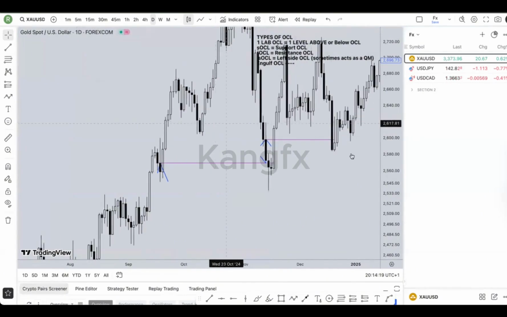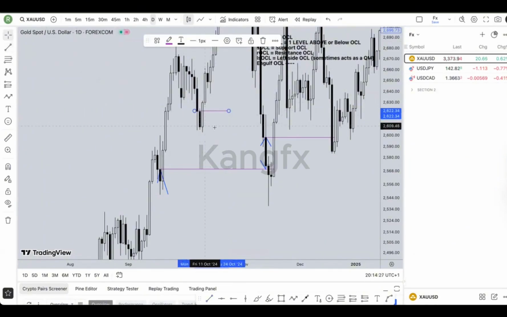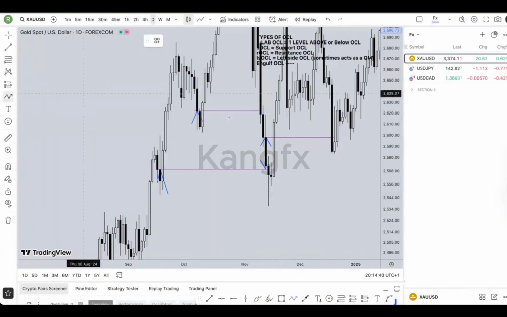This is another perfect one here. The LS OCL, left side. This was the OCL here, supposed to act as a resistance, but the market broke through it. The same market came back again later. It was supposed to now act as a support, but the market broke through it.